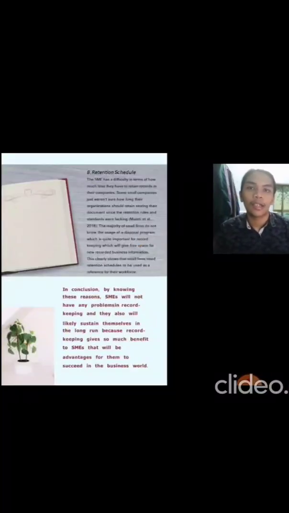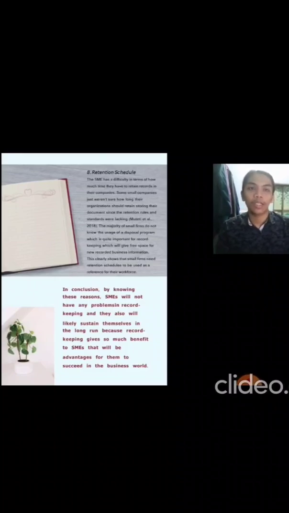The last reason is the retention schedule. SMEs don't know how to do a retention schedule because they don't have any knowledge of retention, and they don't know the benefit of retention. Retention gives them so much space and additional space for new records.